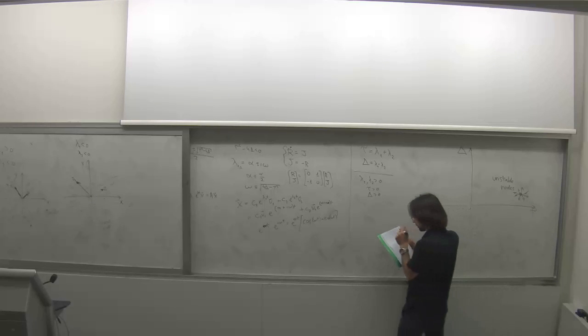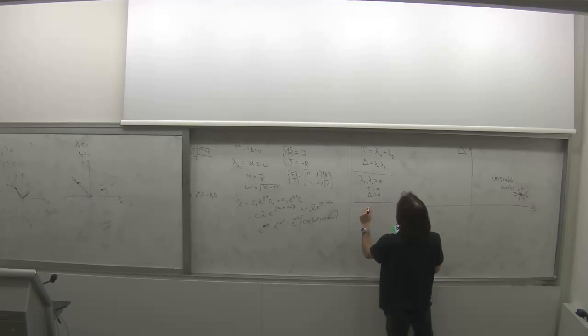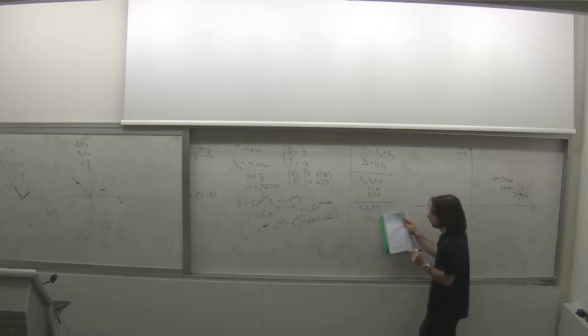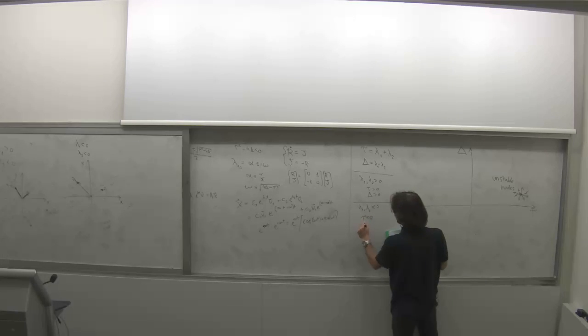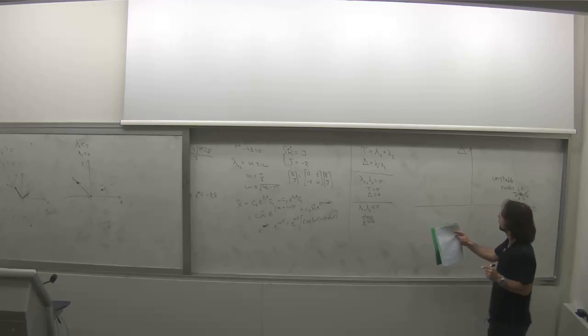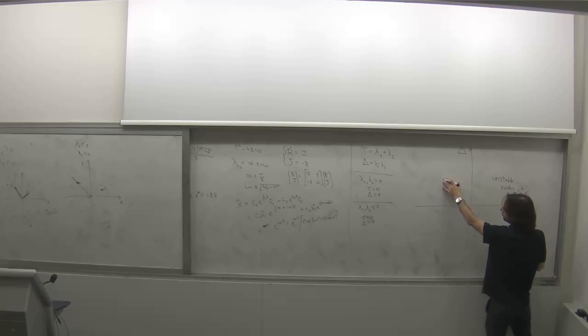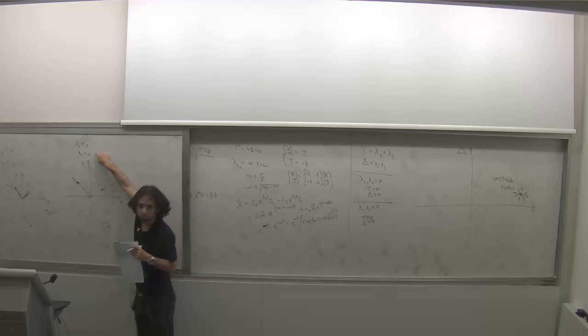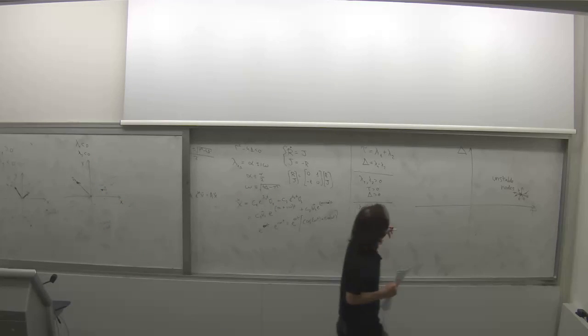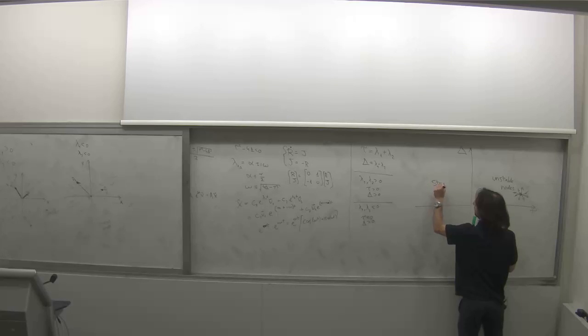Now, the second case I would like to consider is both eigenvalues are smaller than 0, or negative. So here, tau must be negative, but delta is positive. And this is this quadrant here. And this is the condition for the stable node. Everything is going into the fixed point.